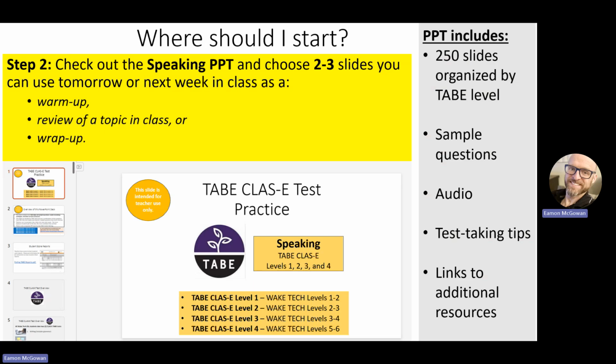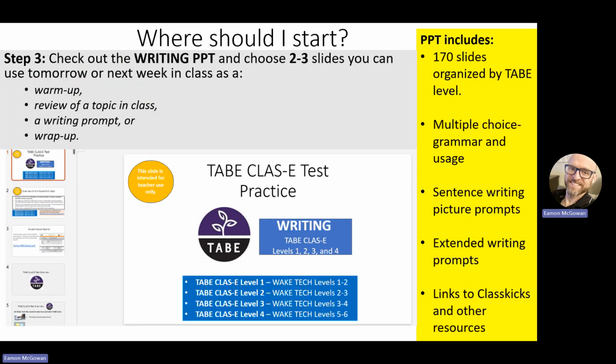You're going to find 250 slides organized by level with sample questions, audio, test-taking tips, and links to additional resources. Pick 2 or 3 slides and do them in class tomorrow or next week. You can do it as a warm-up, review a topic you've already done in class, even a wrap-up. Then do the same thing with the writing PowerPoint. 170 slides organized by TABE level, multiple choice, grammar usage, sentence writing prompts with pictures, extended writing prompts, and links to Class Kicks and other resources.